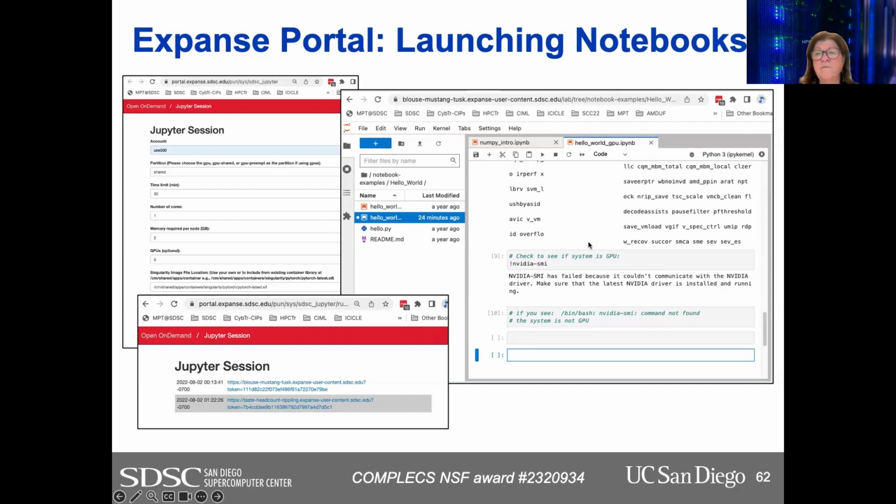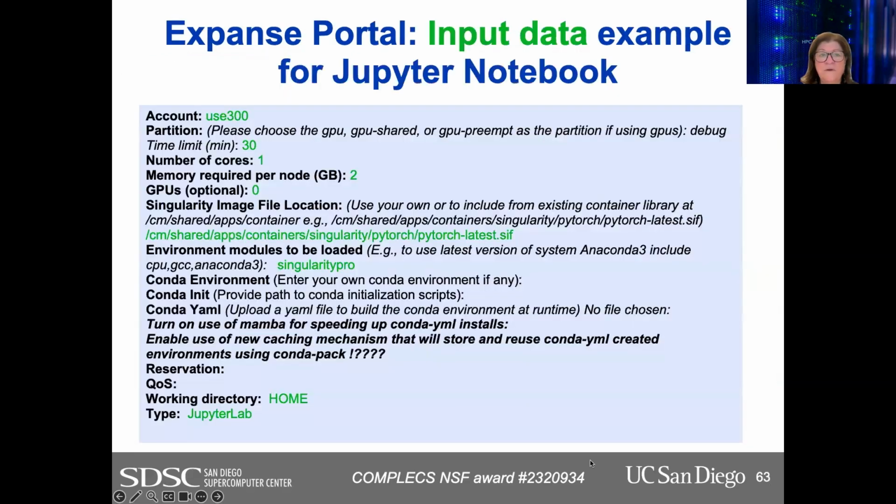Anyway, here's the launch notebook. And so on this next screen here, my account is use 300. You need your own account. That won't work for you. What partition you want, and then how long you want it to run, how many cores you want, how much memory you have to specify, how many GPUs you want to use if you want to use them. And we use containers. We recommend using containers on Expanse because it gives you a really well-defined self-contained environment. So this one here should work for you.